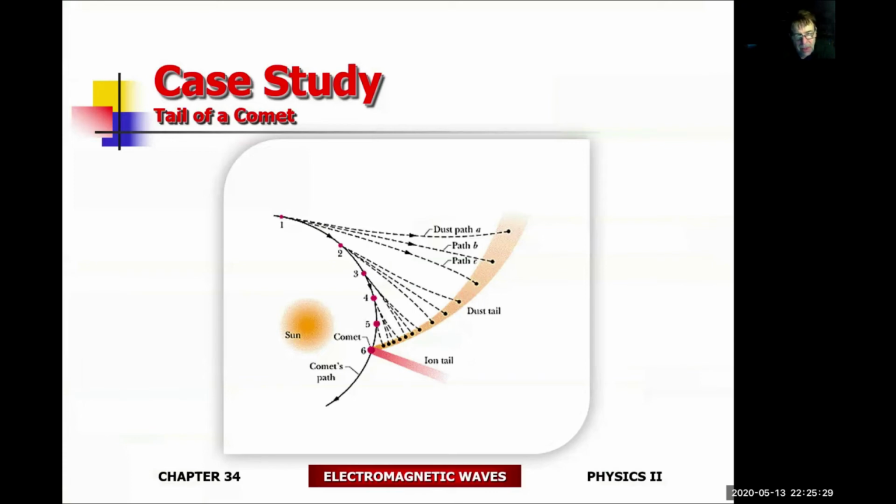Light coming out of the sun, electromagnetic waves in general, can exert a radiation pressure, meaning that they can transfer momentum to these particles, thereby pushing these particles away from the sun. And that's the reason why the tail of a comet is always going to point away from the sun.